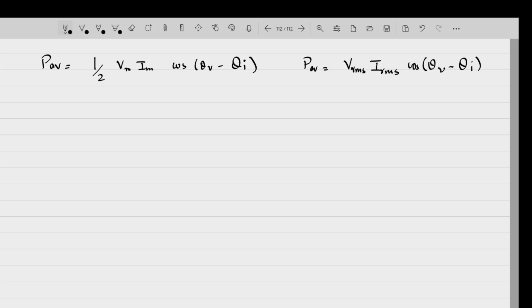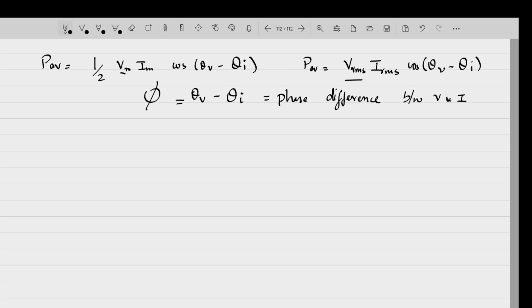So these are the equations for average power in terms of its maximum value as well as in terms of the RMS value of voltage and current. Now instead of writing theta V minus theta I, I will simply write phi, where phi represents theta V minus theta I, that is the phase difference between voltage and current. Rather than knowing the individual phases of voltage and current, we can obtain the phase difference. That is phi, and it's actually more useful to us because it conveys all the information that we need.